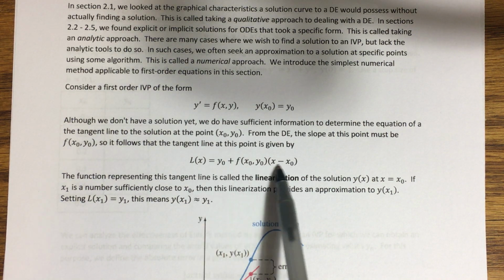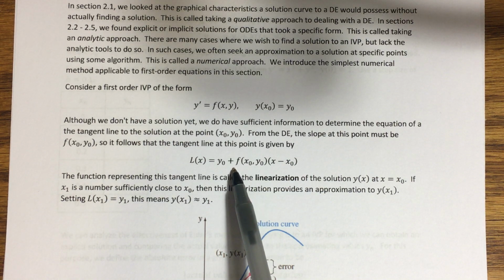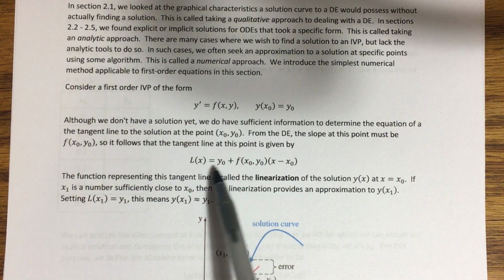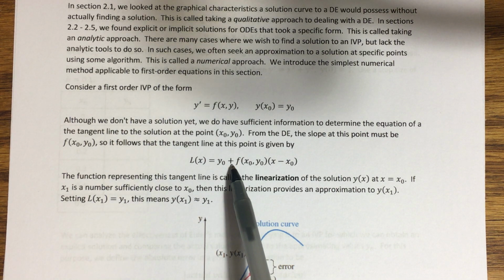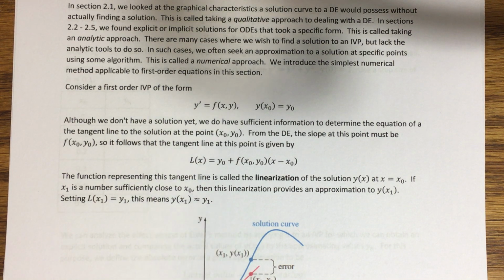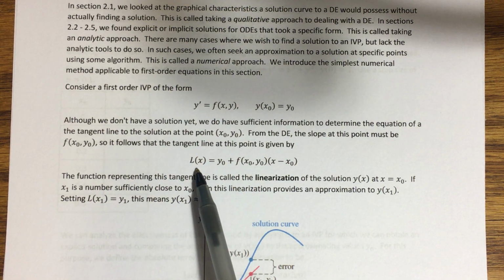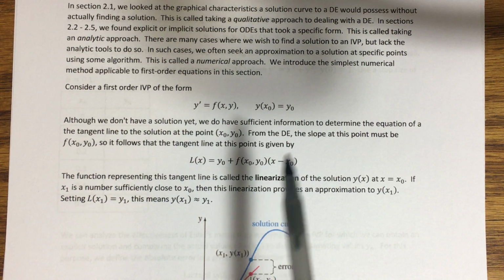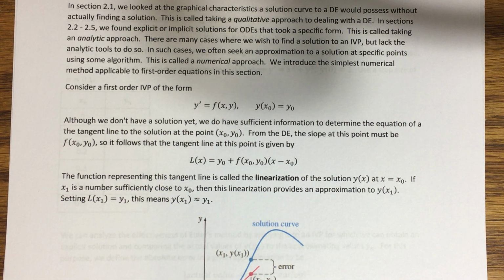So I'm not going to go over where this comes from. This is just straight out of knowing the equation of a line, like the slope or the point slope form of a line. But this L of x here is going to be the function that gives us the line tangent to our solution curve at the point x naught, y naught.